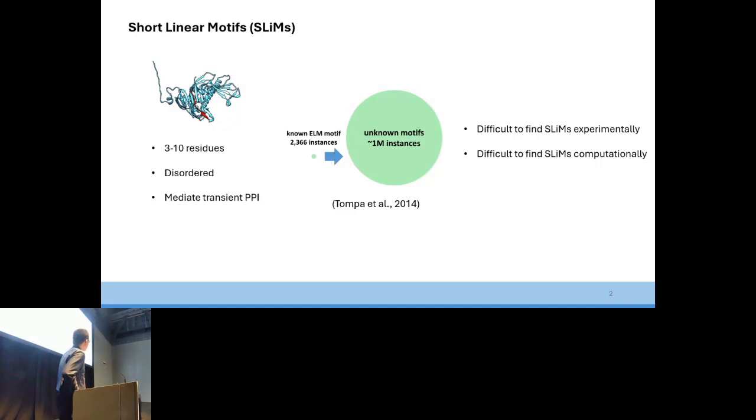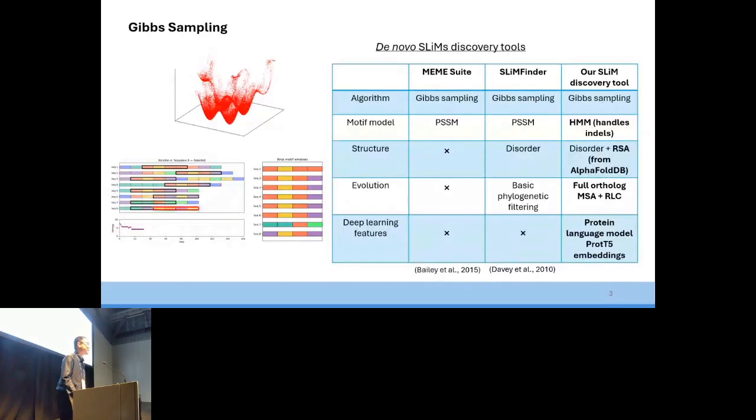The base model that we're using in this project is called Gibbs sampling. This is not something new. Even in 1993, people had already started to use Gibbs sampling in linear motif discovery. And then 20 years later, two of the best tools in this field are MIM-Suite and SlimFinder. They still use this base model to discover new linear motifs.